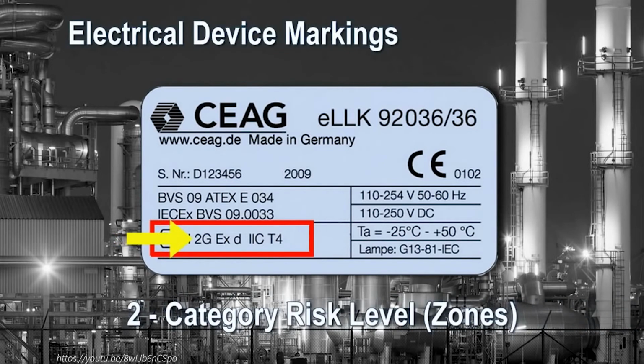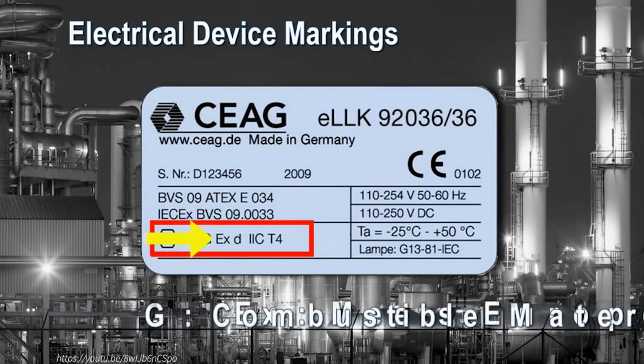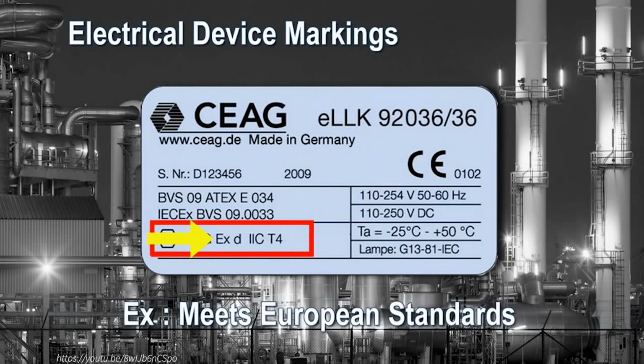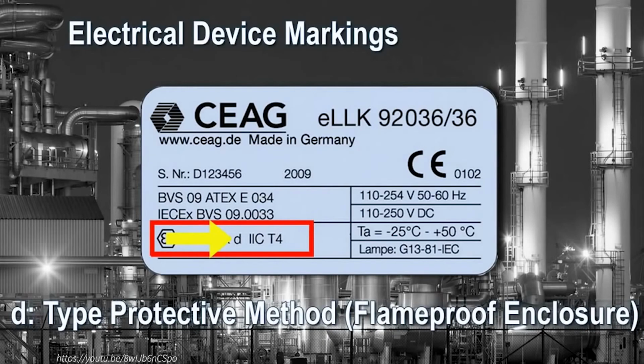The next identifying mark is the category risk level. As mentioned earlier, there are 3 category risk levels that would identify the occurrence of an explosive combustible material. The next mark identifies the type of combustible material within this hazardous environment. The available option would be the letter G for gases or the letter D for dusts. The next mark identifies this fixture as manufactured to meet the European standards. The next letter indicates the type of protective method used.